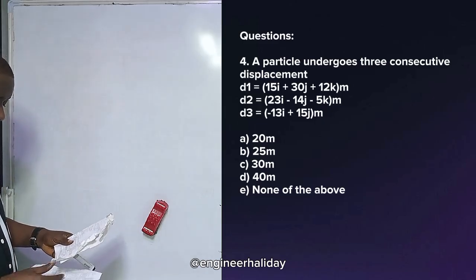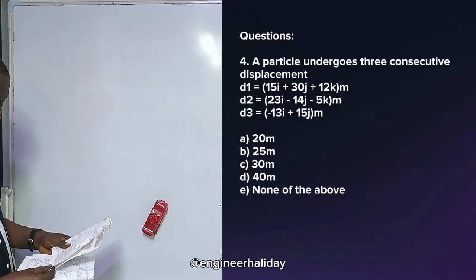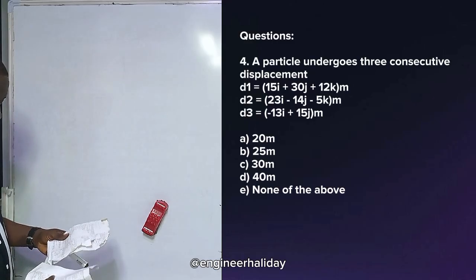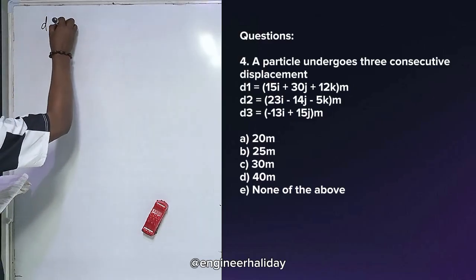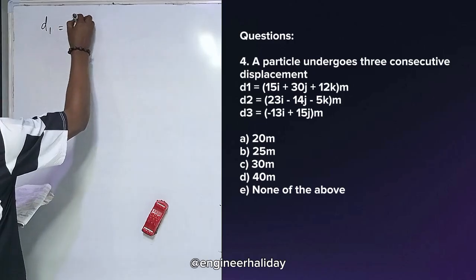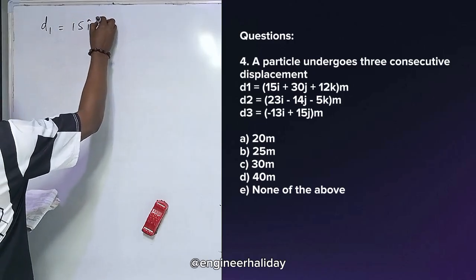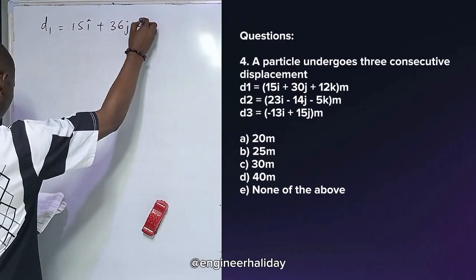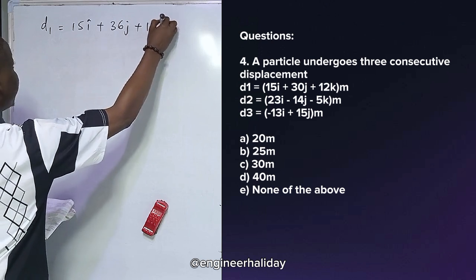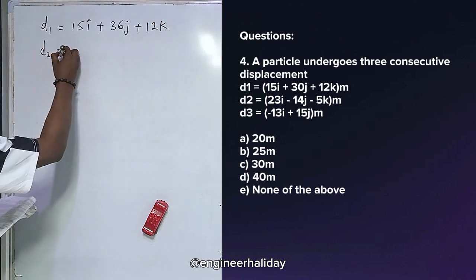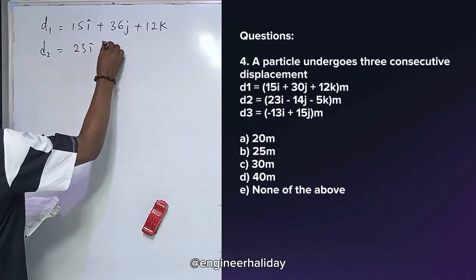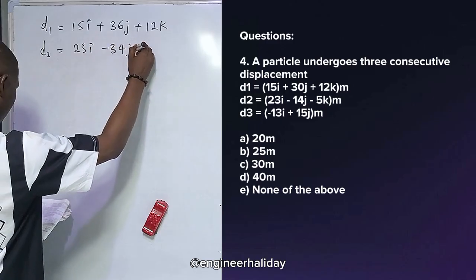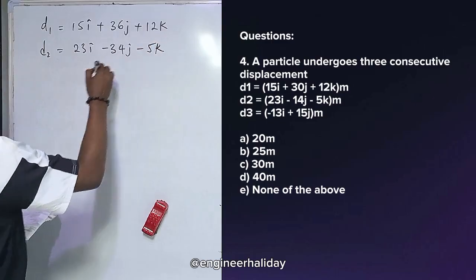Now the next one is what? A particle undergoes 3 consecutive displacements. The first one, D1, is 15i plus 12k. Then D2 is 23i, excellent, minus 34j, then minus 5k, excellent.